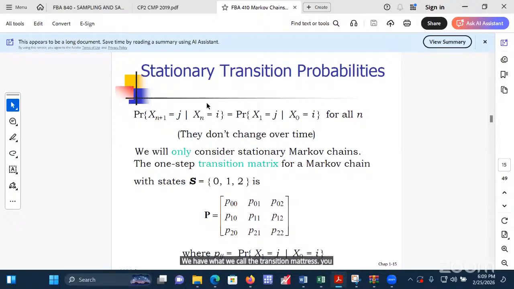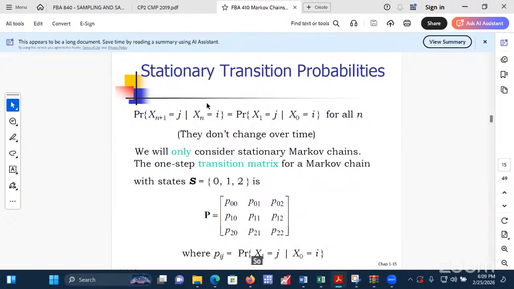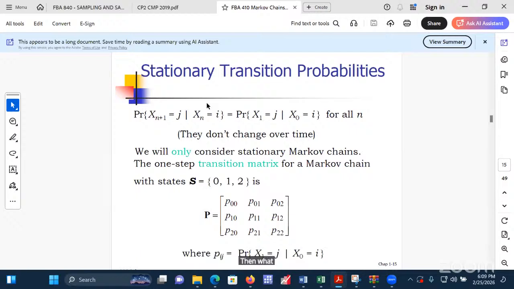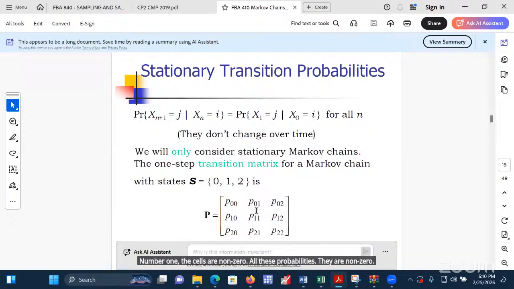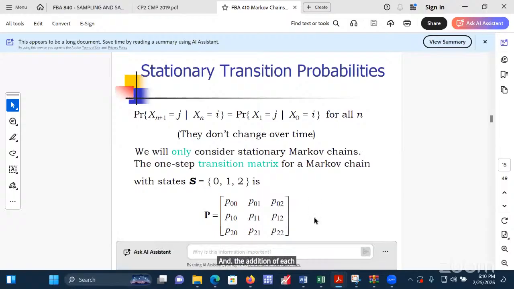A matrix is an arrangement of objects in rows and columns. So what you are arranging, if they represent probabilities, and those probabilities are not just any probabilities, they are probabilities of the process transiting from one state to another, then what you have is a transition matrix. And it has 2 major properties. Number 1, the cells are non-negative. All these probabilities are non-negative. And the addition of each row must be 1.